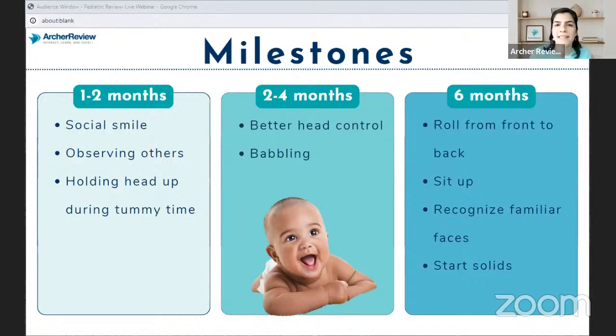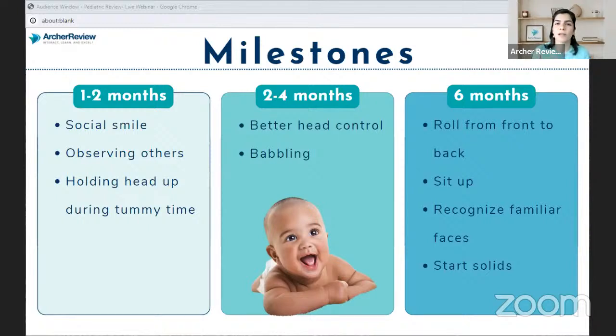By 2 to 4 months, they should have some better head control. They're starting to babble, right? They're hearing sounds, they're observing sounds, and then they're starting to mimic that. And a 6-month-old by then is probably sitting up, maybe still with a little bit of support, but should have enough muscle tone to be able to sit up, right?